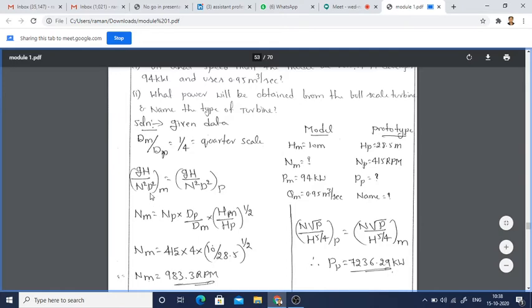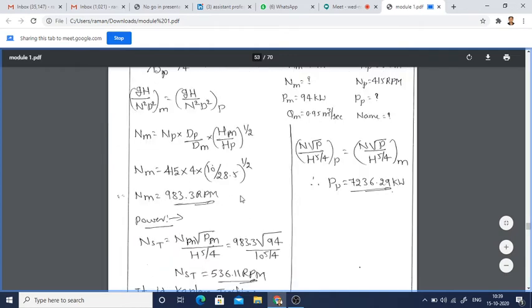So nm by gh nm n square d square equal to gh n square d square p. This formula is already available in that formula list. That only I am taking here. I am equating the model and prototype things. So substituting that, I will get the speed of the model.